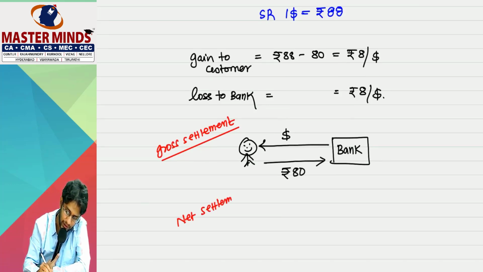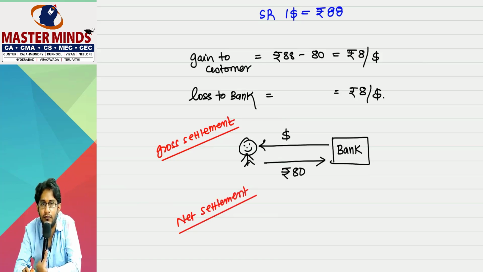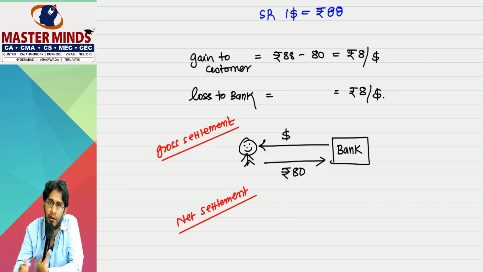What is net settlement? I never have any intention to buy dollars, nor does the bank have any intention to sell dollars. We both entered into a betting contract. I said that the dollar will cross 80. He says that much scene is not there. I said, bet. Ultimately, we entered into a betting contract. Price crossed 80. I won. He lost. Pay me 8 rupees.